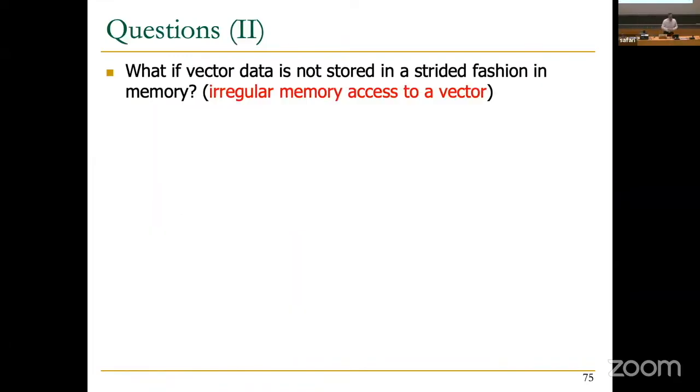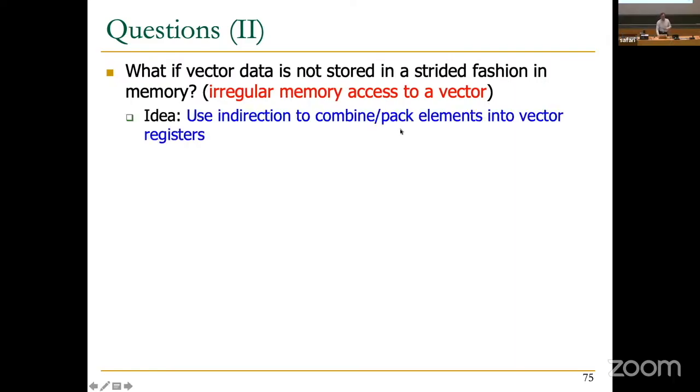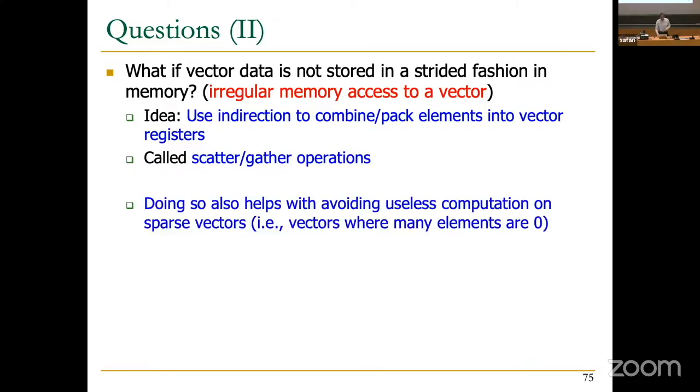Okay, so now let's talk about some more thorny issues. What if vector data is not stored in a strided fashion in memory? What if you have irregular memory access to a vector? Basically, the idea is to use indirection. Remember the load indirect that we introduced in LC3? It's going to come back to us right now. We're going to do indirect loads. So we're going to use indirection to combine or pack elements into vector registers. These are called scatter-gather operations. They're very popular today because of sparse matrices especially, which are used in machine learning quite a bit.